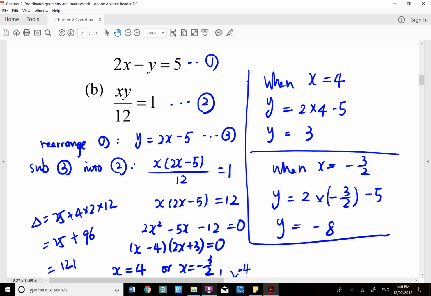For the next one, the first step will make y to be the subject. I have made y to be the subject. Y is 2x minus 5. And I substitute y into the second equation. I get x times (2x minus 5) over 12 equals to 1.